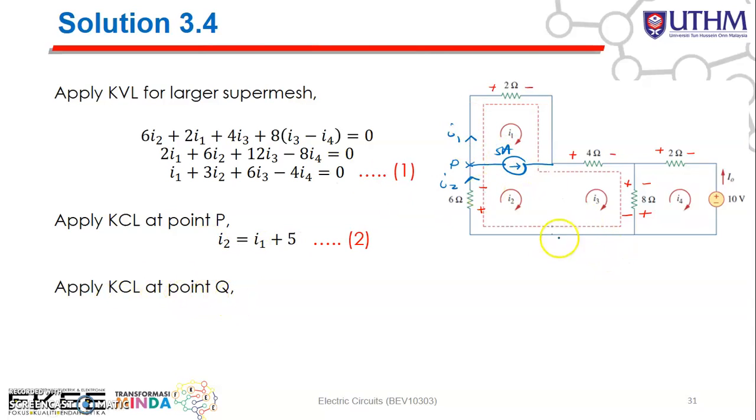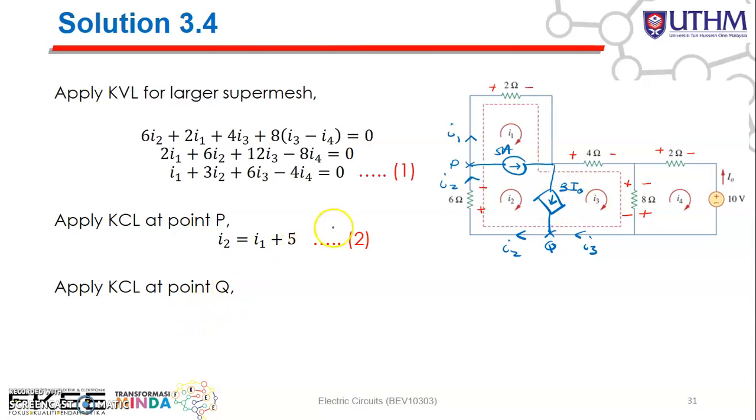So which one is your point Q? So this is your point Q, where you have I3 flowing through here. So your branch current will be equal to I3. And then you have another I2 flowing through here, so your branch current will be equal to I2. And then you have another current source here. Your current source is going into the node, so the value of current is equal to 3I0.